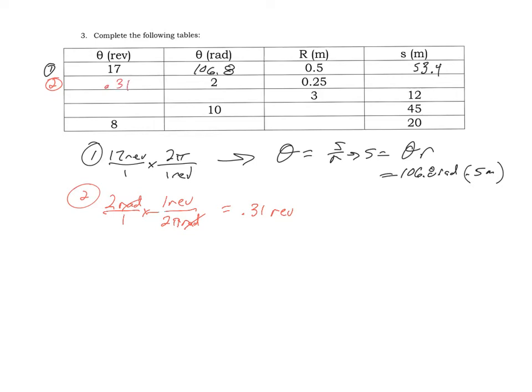Now they want S. Radians equals S over R, which means S equals radians times radius. My radians was 2. My radius is 0.25 meters. There's a decimal there. So 2 times 0.25. What do I get? 0.5 meters.